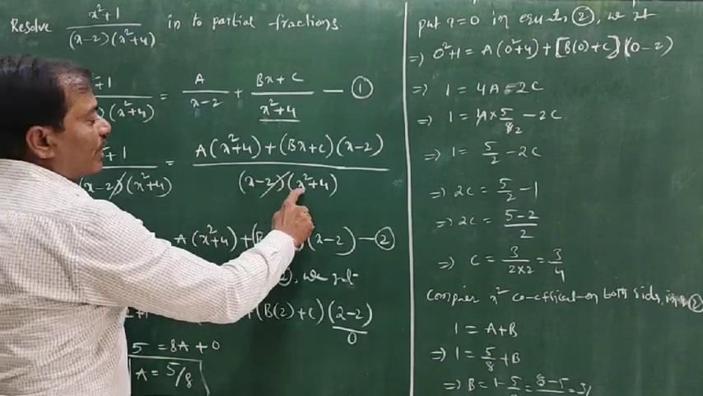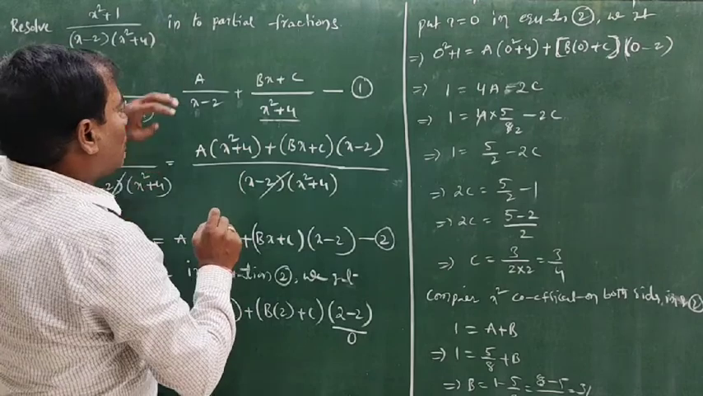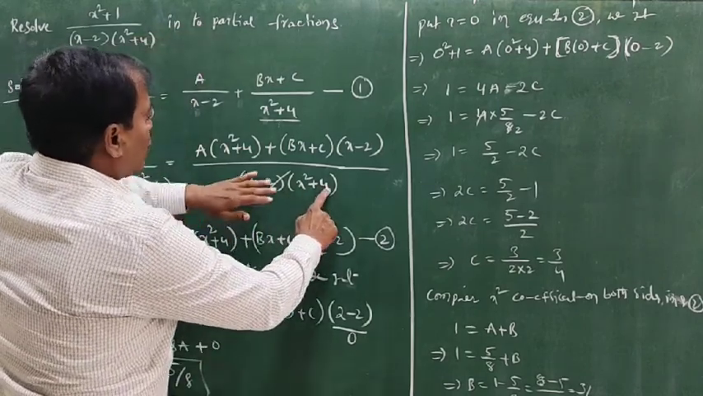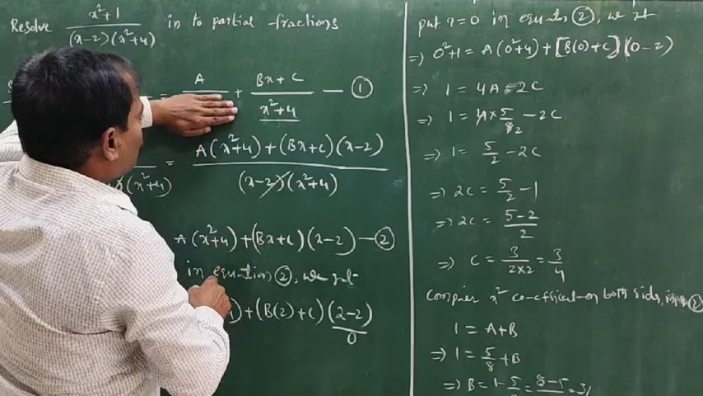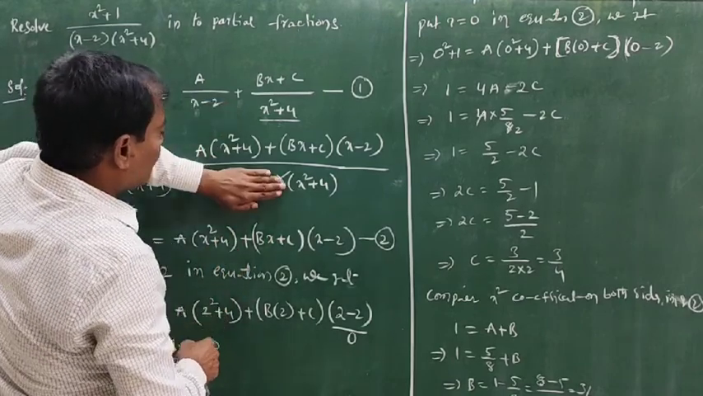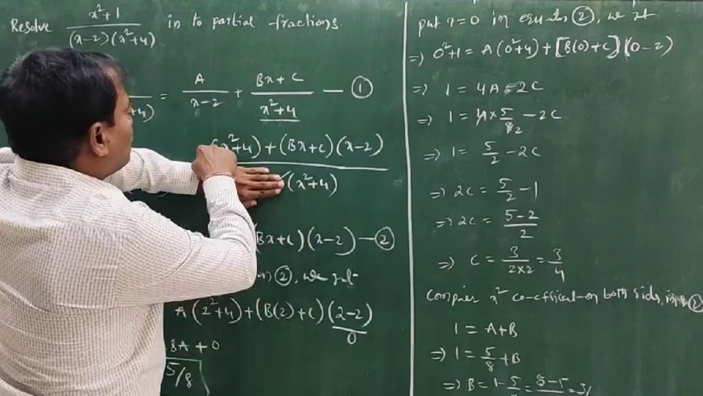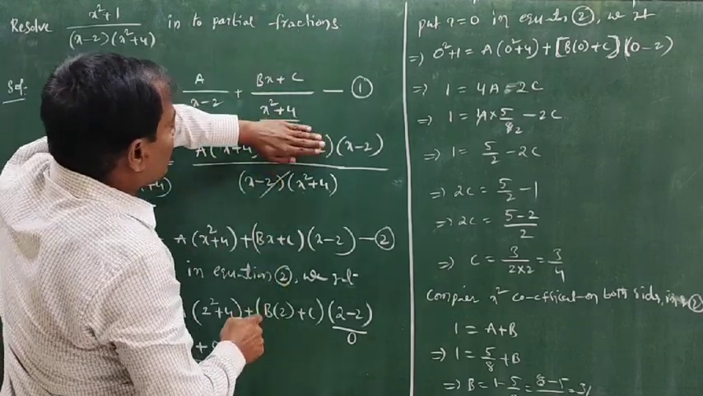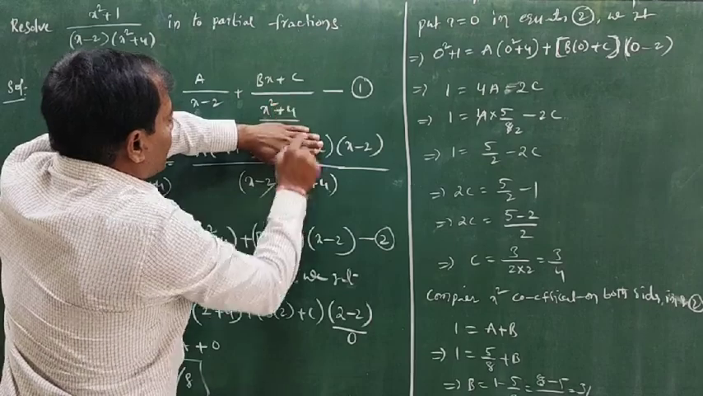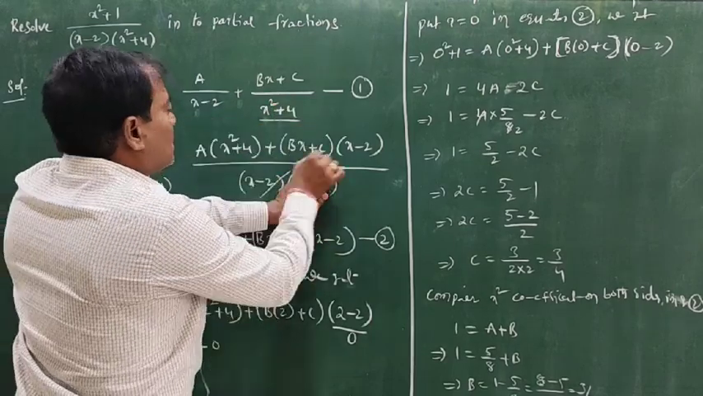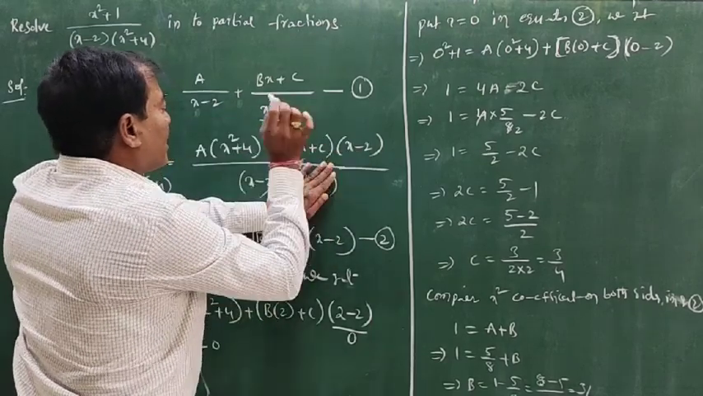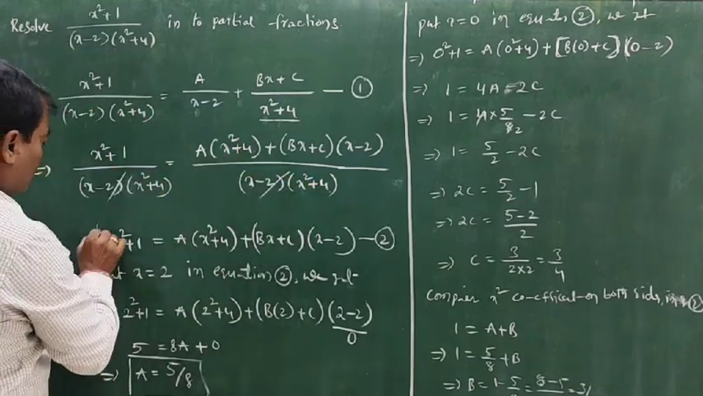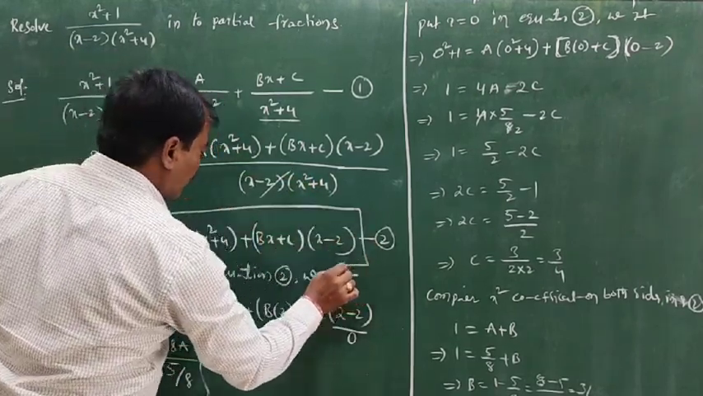(x − 2)(x² + 4). Now what is the LCM here? (x − 2)(x² + 4). So we have written only x² + 4 as the quotient for A, and then (bx + c) with denominator x² + 4, so that's why we have written (x − 2) as the coefficient on this one. And we cancel the denominators on both sides. So we get this equation. Now this is the key equation.